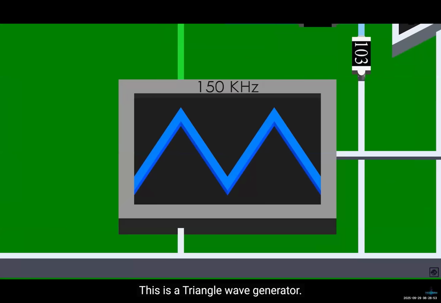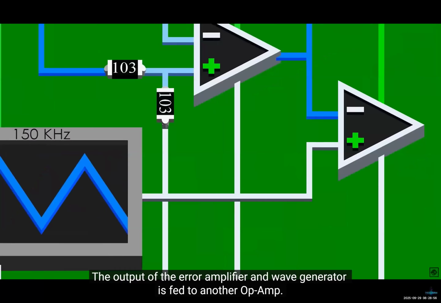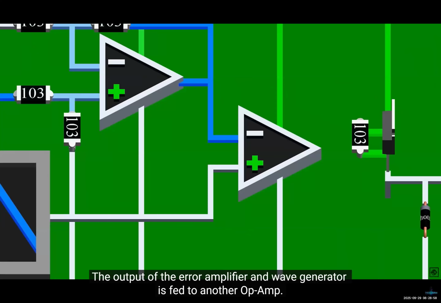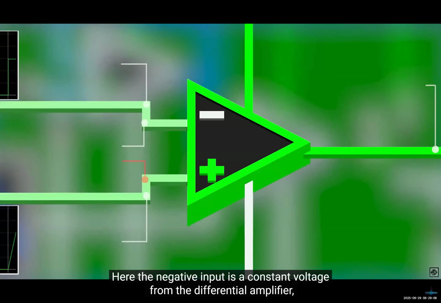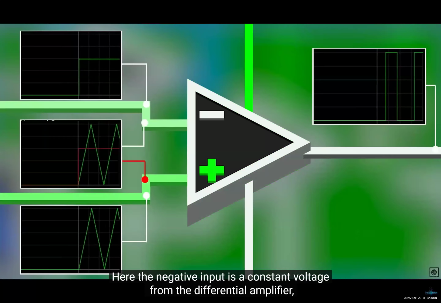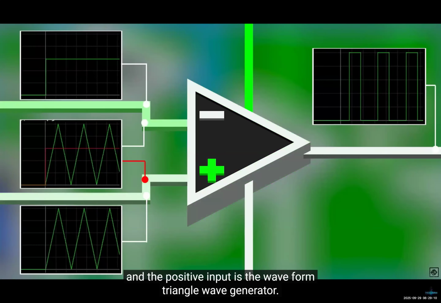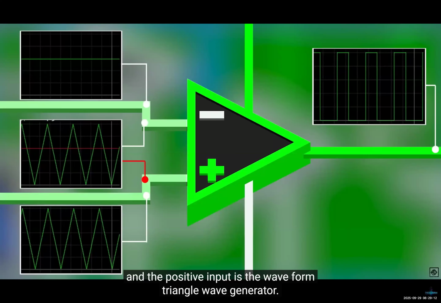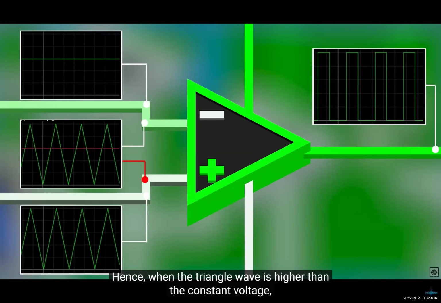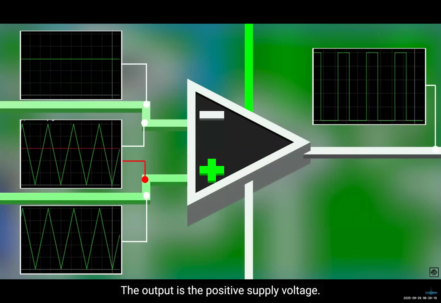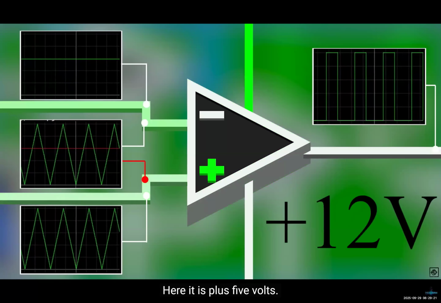This is a triangle wave generator. The output of the error amplifier and wave generator is fed to another op-amp which acts as a comparator and outputs the PWM signal, which controls the MOSFET. Here the negative input is a constant voltage from the differential amplifier and the positive input is the wave from the triangle wave generator. Hence, when the triangle wave is higher than the constant voltage, the output is the positive supply voltage. Here it is plus 5 volts.